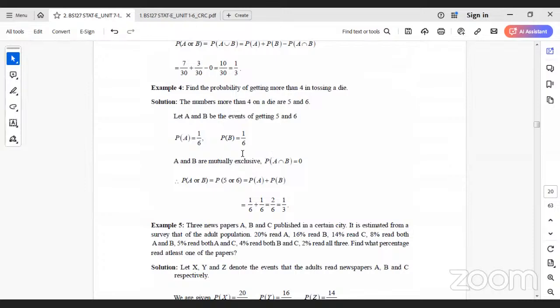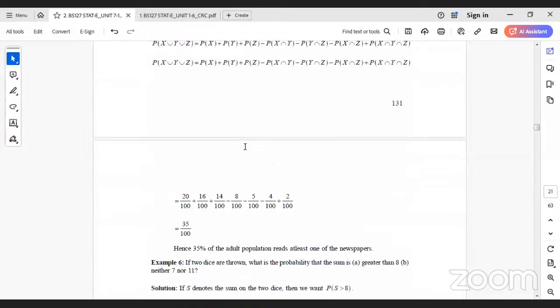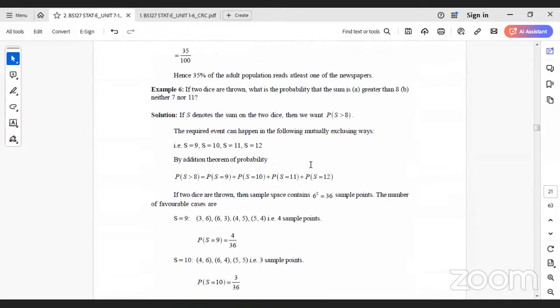Find the probability, the answer is 1 by 6. Try these problems once, and if you have doubts, we will look at them. Another example, example 6: if two dice are thrown, what is the probability that the sum of A is greater than 8, B is either 7 or 11?